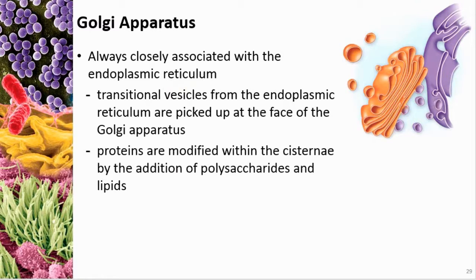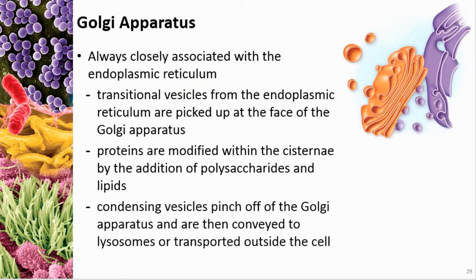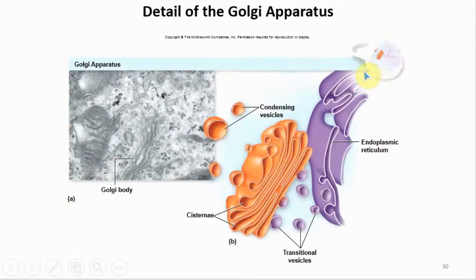So we may add things like polysaccharides or lipids to these proteins to make a lipoprotein or a sugar protein complex. So these things are called condensing vesicles, so transitional and condensing, and they pinch off of the Golgi and either become a lysosome or go toward a lysosome, or they're transported to the cell membrane and combine with the cell membrane in a process called exocytosis. And that picture doesn't show us a whole lot more besides a microscopic view.